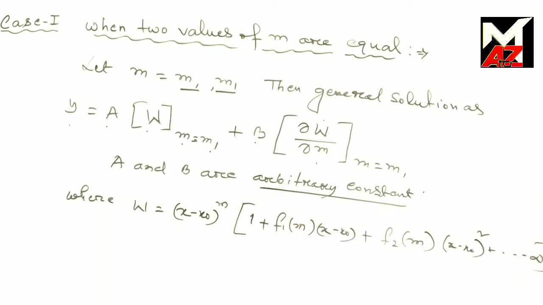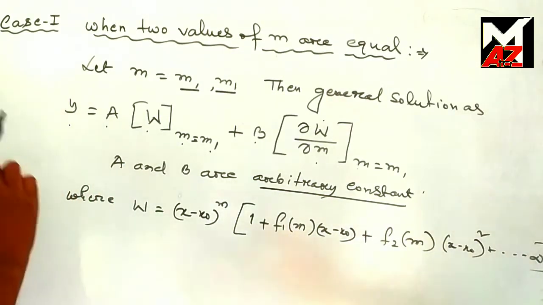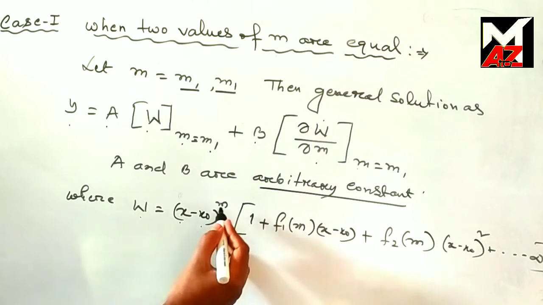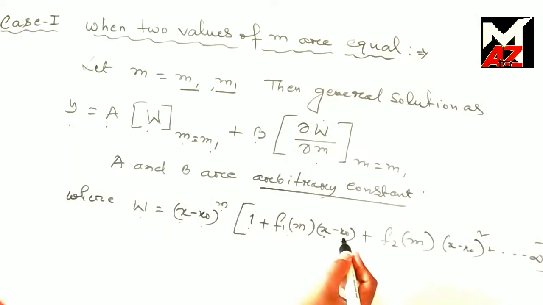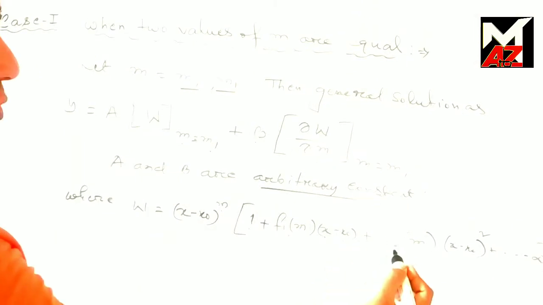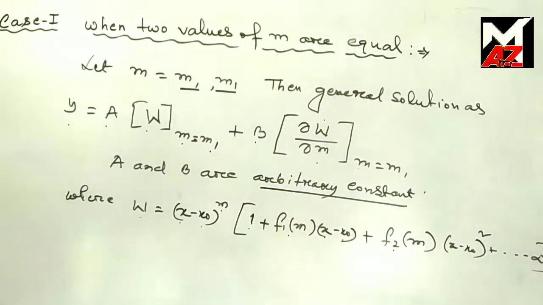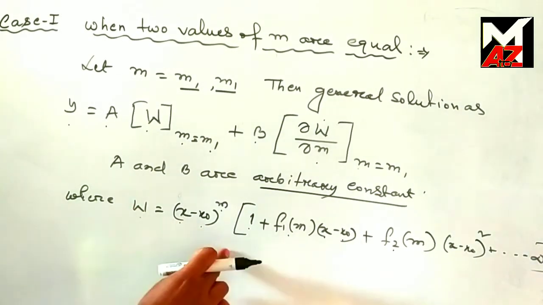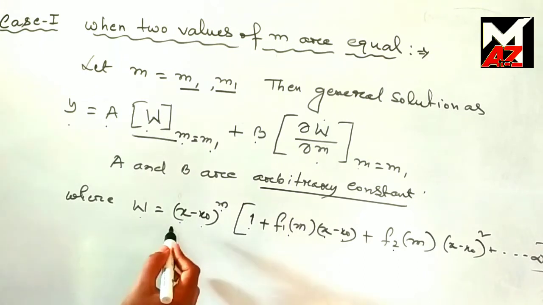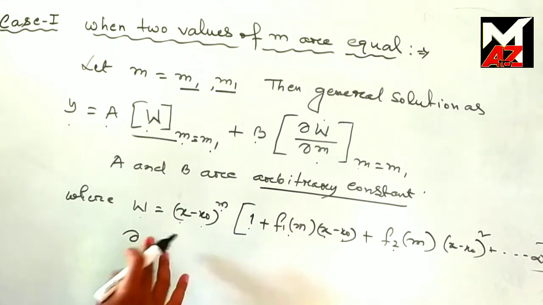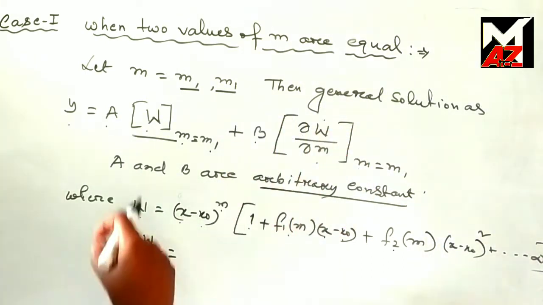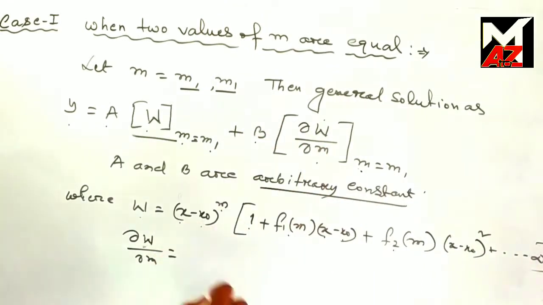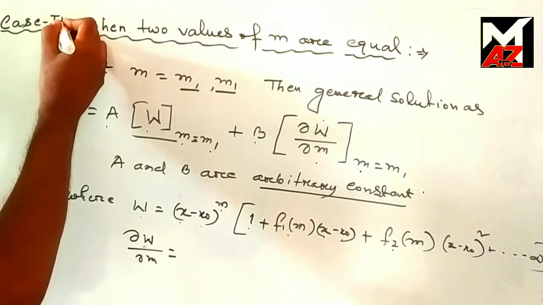And what is w? W is the same as above y. W is (x minus x0) to the power m into 1 plus f1(m)(x minus x0) plus f2(m)(x minus x0) whole squared, and so on to infinity. Here we put m equal to m1 and we get this value, and we differentiate partially with respect to m, that is dw by dm, then we get this value. Now put m equal to m1, we get this result. This is case 2.